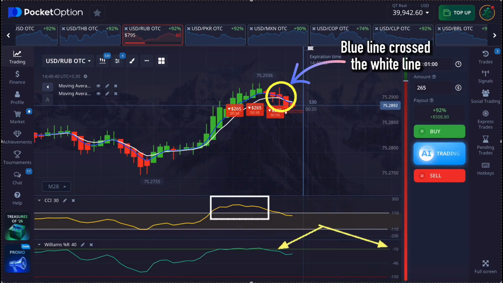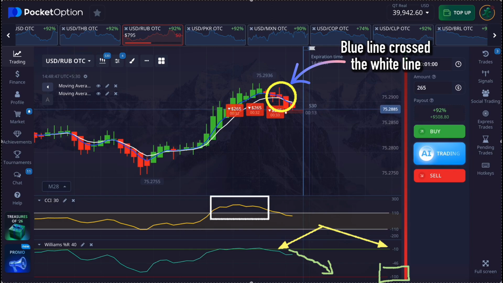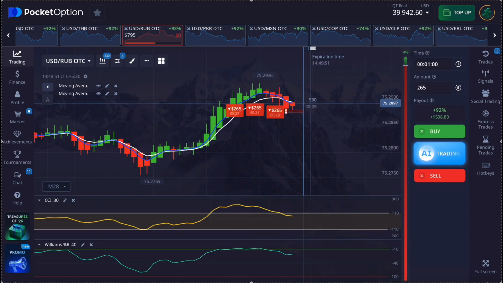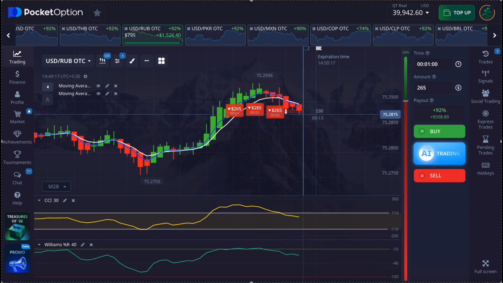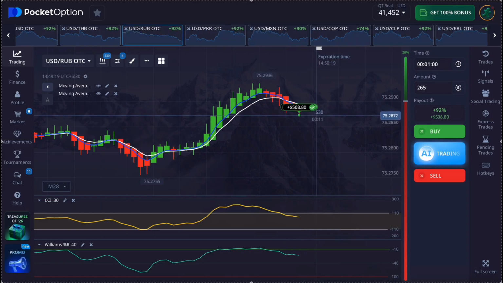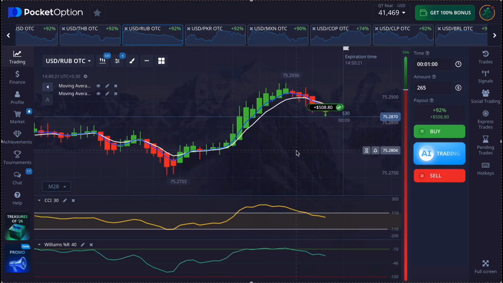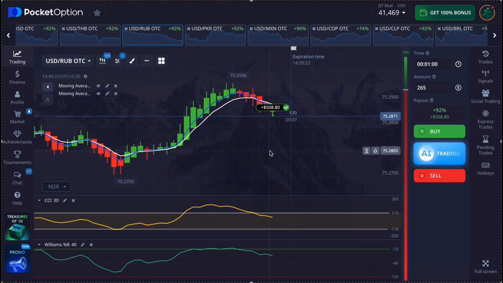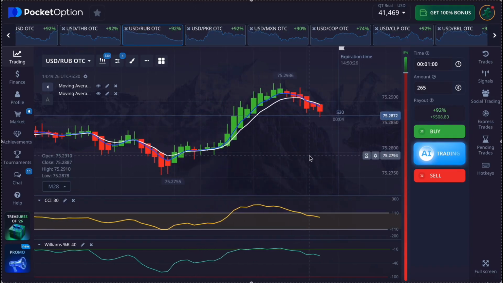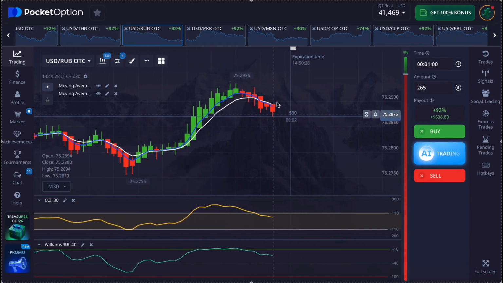The green line of the Williams indicator had reached -10, which was a good indication of a market top, and now this line is moving towards -100, which is also a good indication of a market decline. So here the first entry has been successful, but the market is still moving strongly in the down direction, so I will place one more entry.